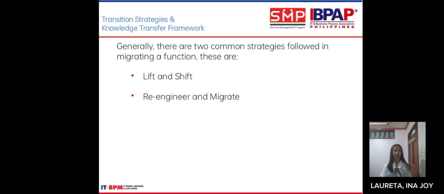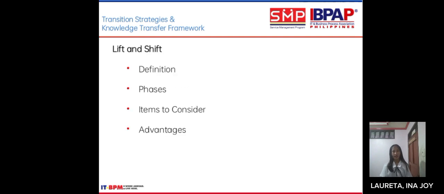Transition strategies. Generally, there are 2 common strategies followed in migrating a function. These are lift and shift, and re-engineer and migrate. Transition strategies, knowledge transfer framework, lift and shift: definition, phases. So, the items to be considered.